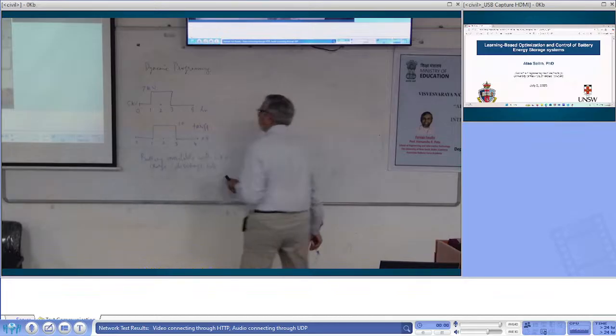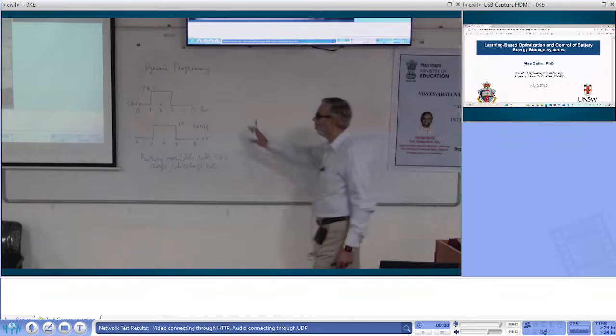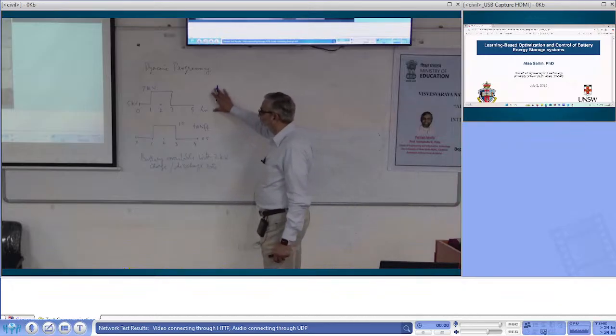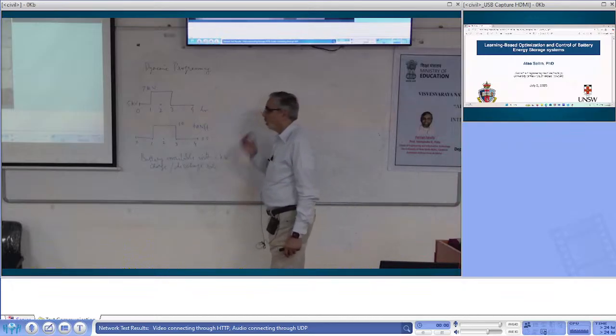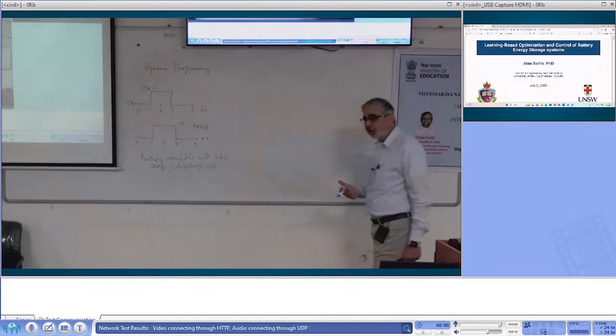So we have got this problem. Our load looks like so. Just 4 hours. Between 0 and 1, the load is 5 kilowatts. Between hours 1 and 3, it is 7 kilowatts. Between 3 and 4, it is again 5 kilowatts.